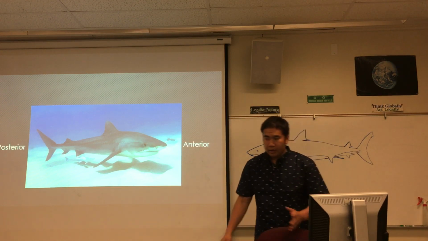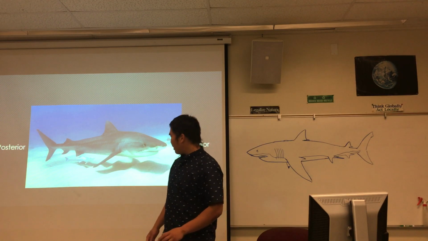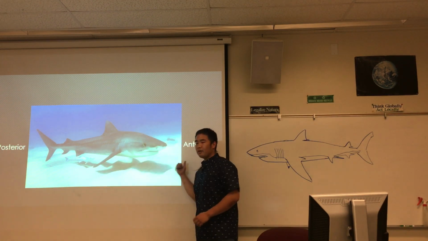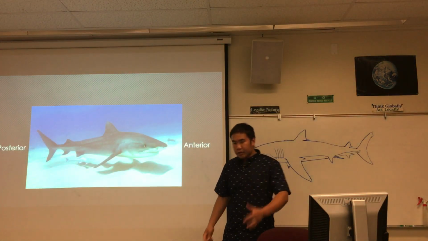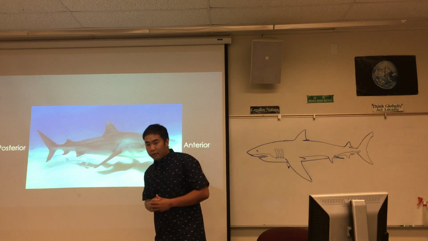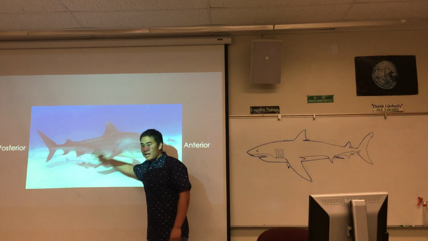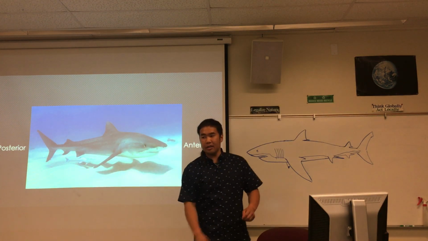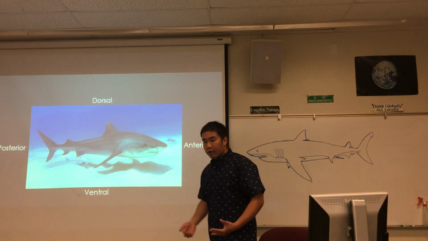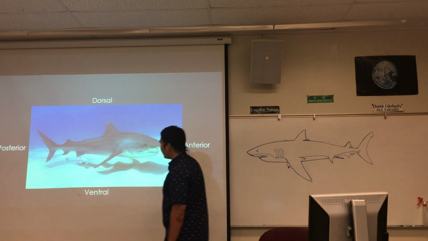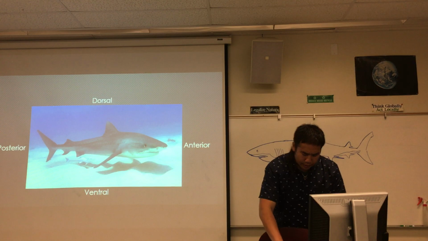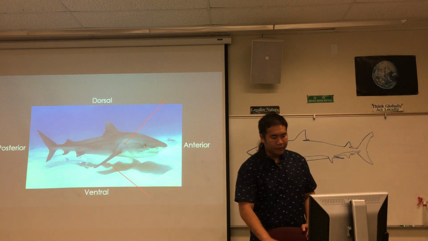Okay, so we'll start with the body positions that we've already talked about, right? We know front and back, anterior, posterior, and we just learned two more, right? What else did we learn? Dorsal and ventral, right? So dorsal means along the back, and ventral means along the stomach, right? So we should know our body positions by now, and then side to side is called lateral, but I didn't include it here. Okay, so anyways, continuing on, the fins, right?